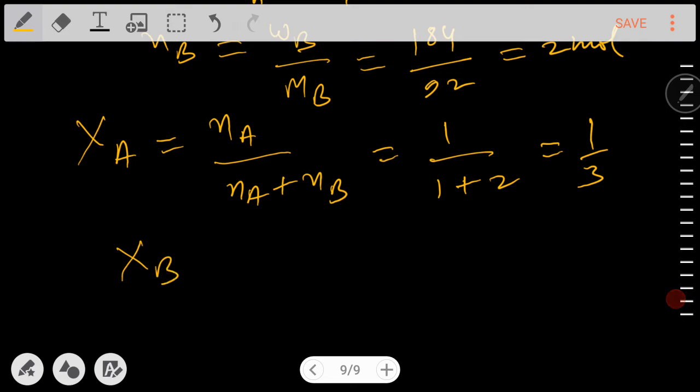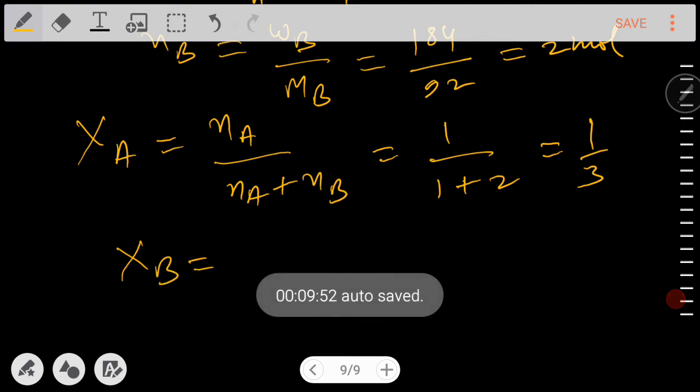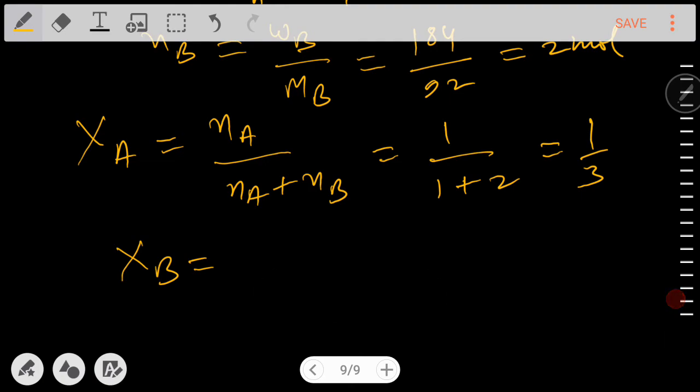Similarly Xb. We have two ways to determine Xb. Either subtract Xa from 1, because the sum of Xa and Xb will be equal to 1. So 1 minus Xa is equal to Xb. Or you can use the same formula as Xa, that will be Nb upon Na plus Nb. Whichever you use. So 1 minus Xa is 1 minus 1 by 3, so it is 2 by 3.